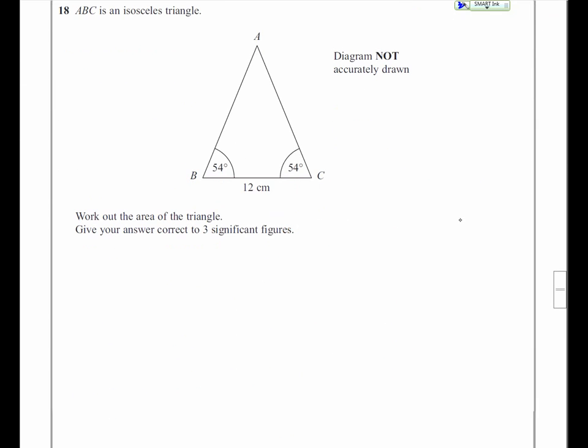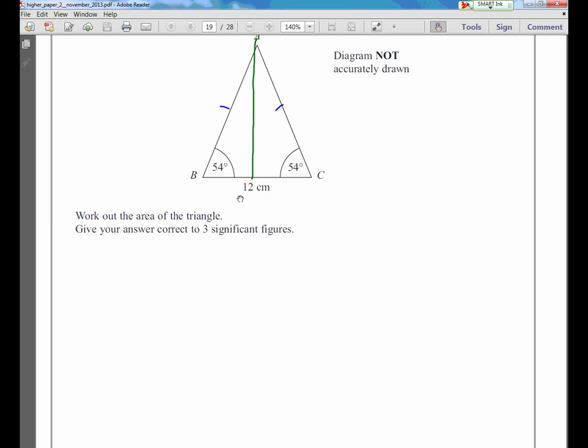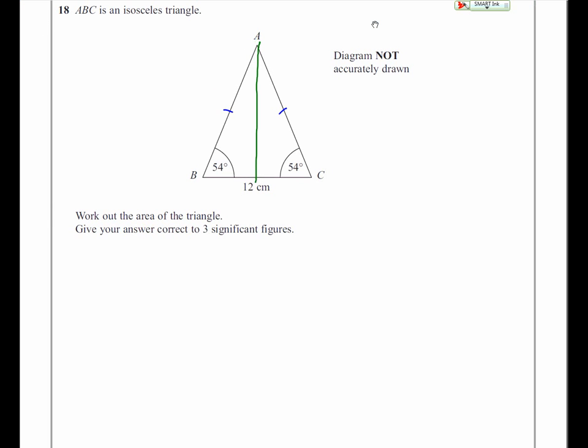Question 18. ABC is an isosceles triangle. 2 angles the same, 2 lengths the same. Work out the area of the triangle. Guys, you can draw onto your diagrams. They don't have to stay how they are. What we're going to do, we're going to drop a perpendicular line there. Okay? And we're going to make it into 2 triangles from 1 triangle. So drop our perpendicular line down. And we're just going to think about this triangle here.